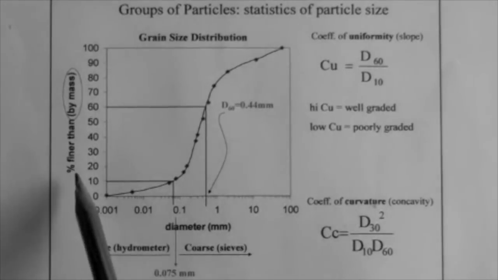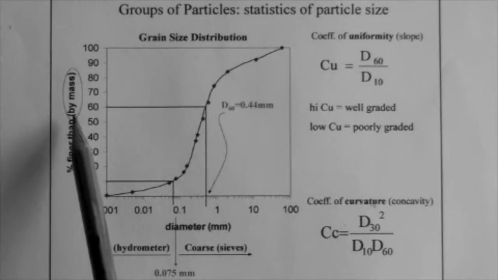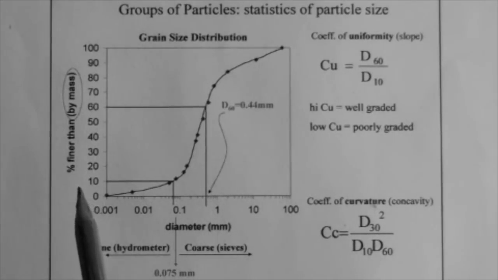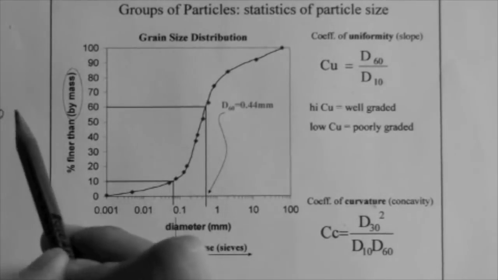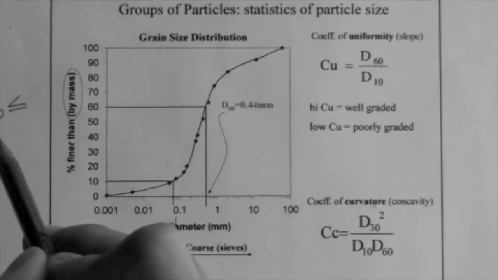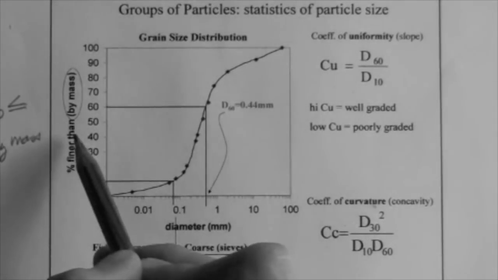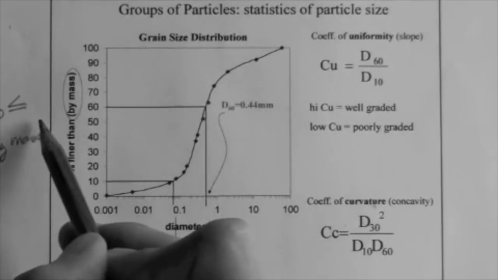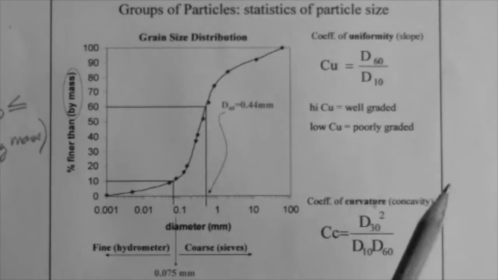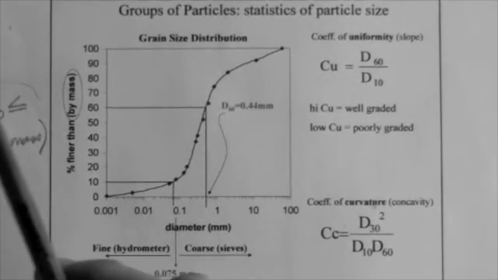Now let's look at the y-axis. It says here percentage finer than by mass. Okay, so this is like saying percentage smaller than or equal to by mass. This should be finer than or equal to. Typically we don't write down "or equal to" in geotech, but that's what we imply. So this is what it means.